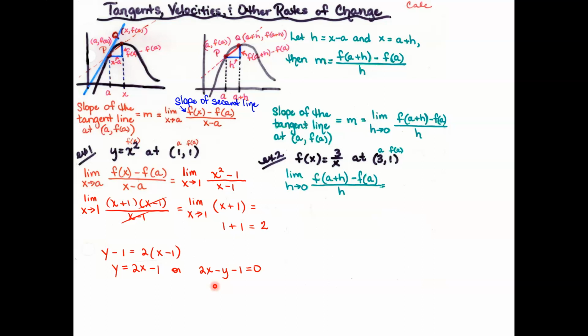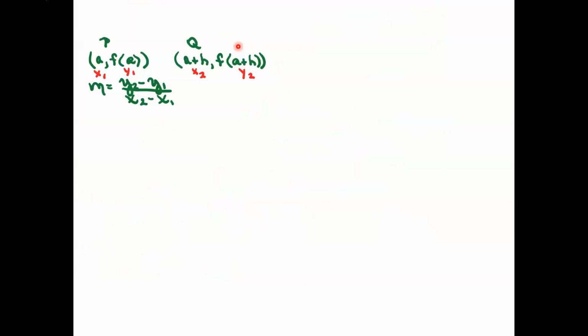All right, there's another way that we could approach the same discussion where we're trying to find the slope of the tangent line at the point P, but we're going to label point Q differently. If I start at point P, and we'll call that our A value, and we go over a horizontal shift H, that new X value would be A plus H, and the Y value would be F of A plus H. So we're going to say that P is (A, F of A), and Q is (A plus H, F of A plus H). So now I want to find the slope between those two points.